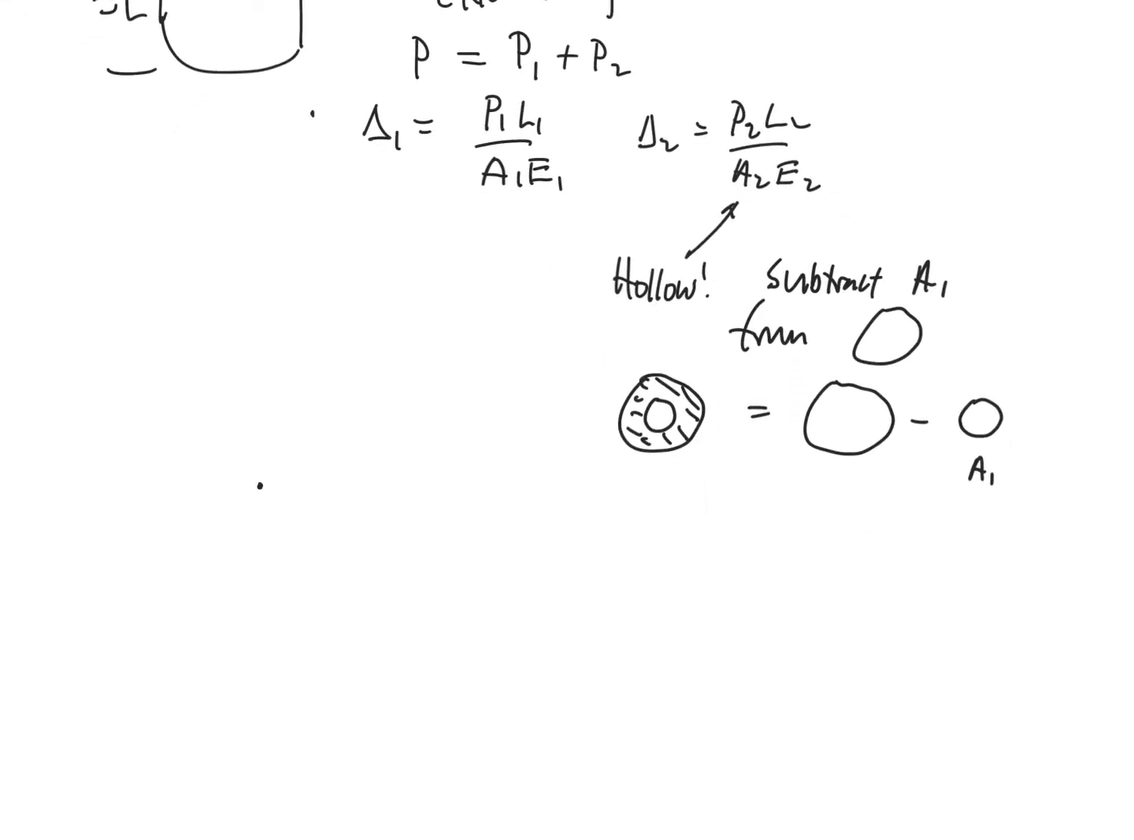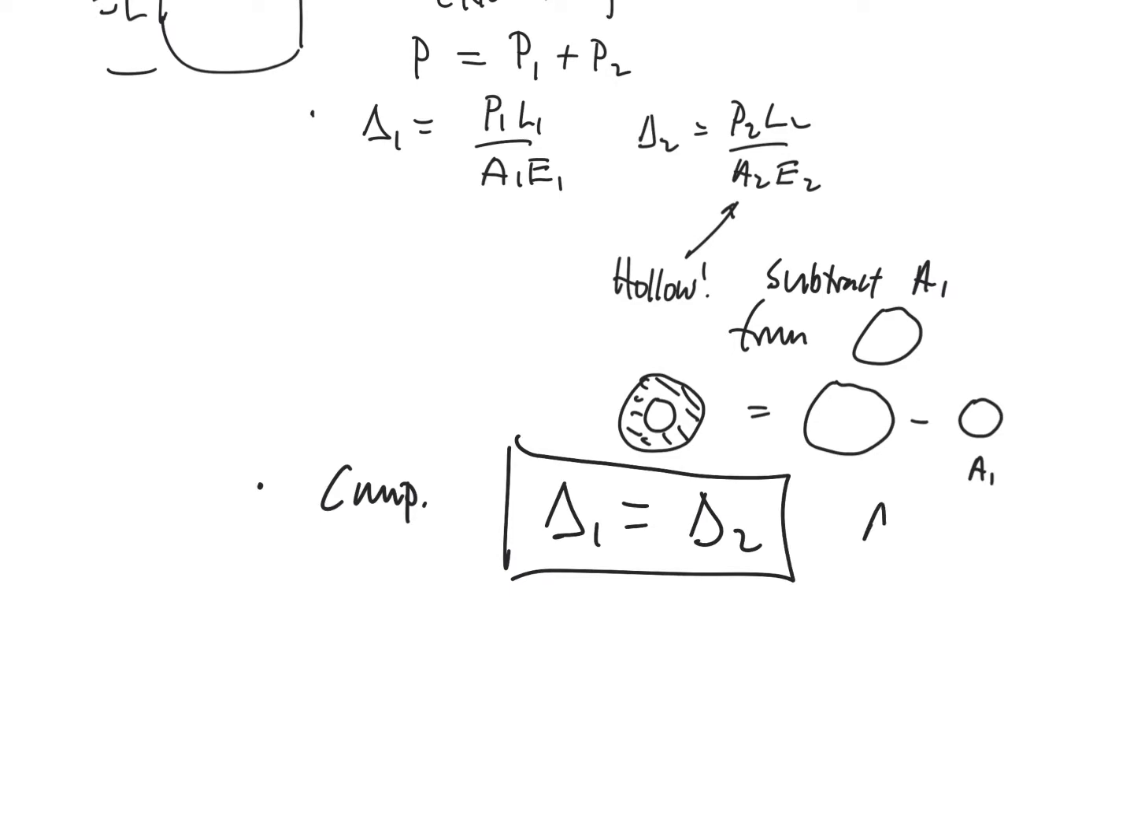Then finally, the statement of compatibility. Again, you can commit this to memory. It's always going to be the same for composites, and that is that the deflection is the same in both materials. So you have delta 1 is equal to delta 2. That is always going to be your statement of compatibility for this class of axially loaded bars.